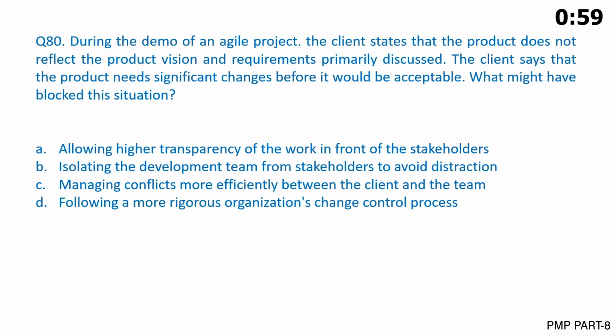During the demo of an Agile project, the client states that the product does not reflect the product vision and requirements primarily discussed. The client says that the product needs significant changes before it would be acceptable. What might have blocked this situation?